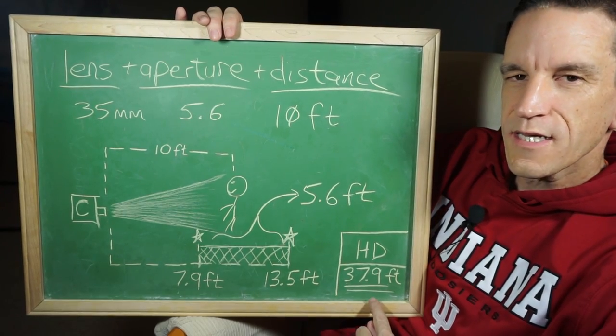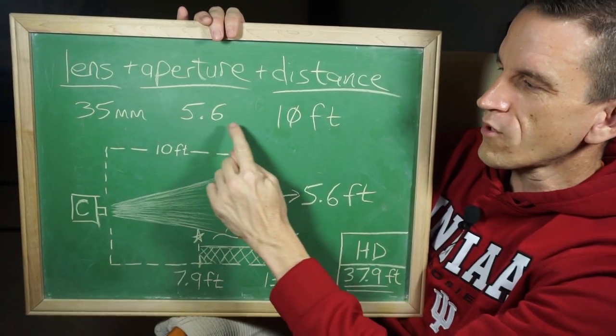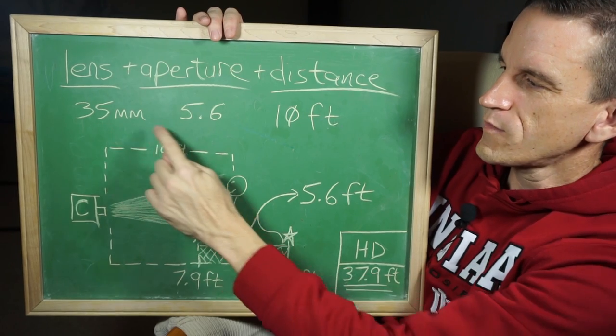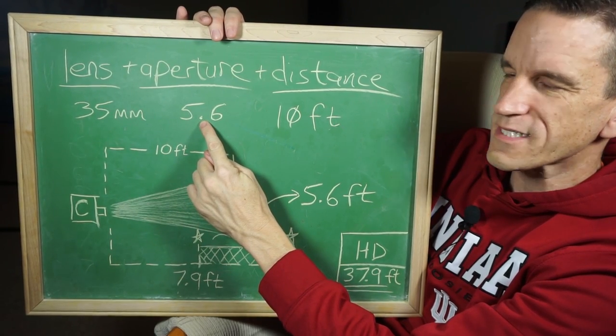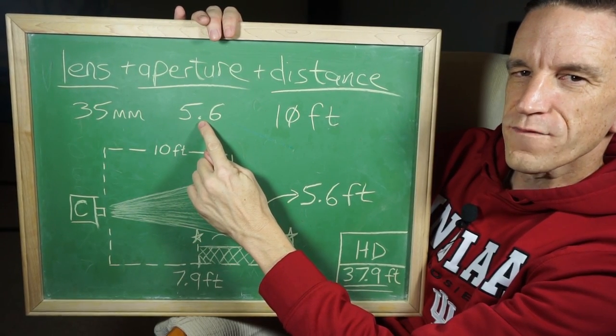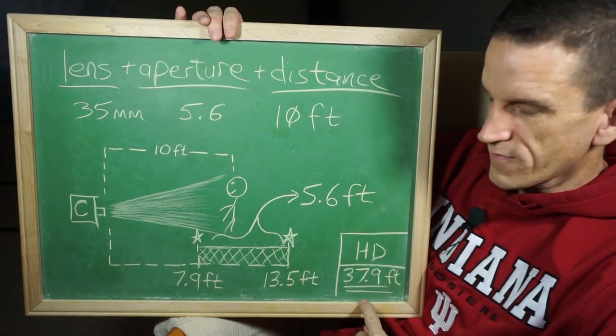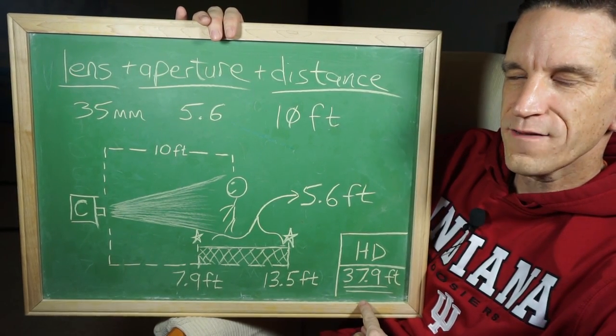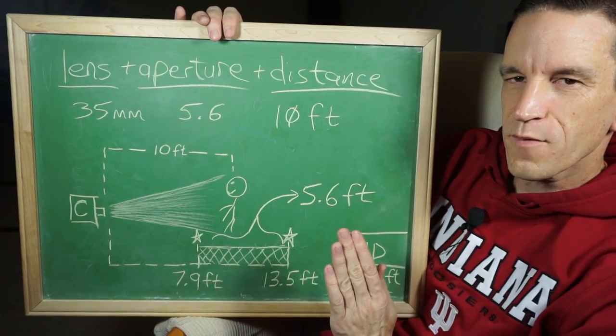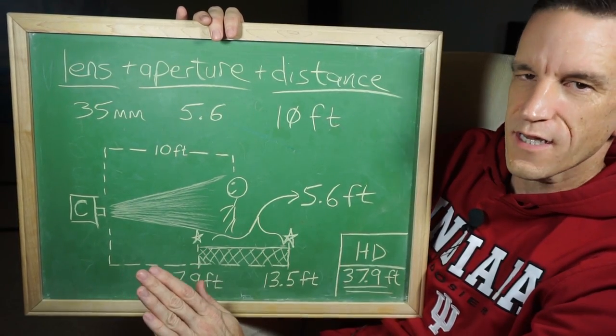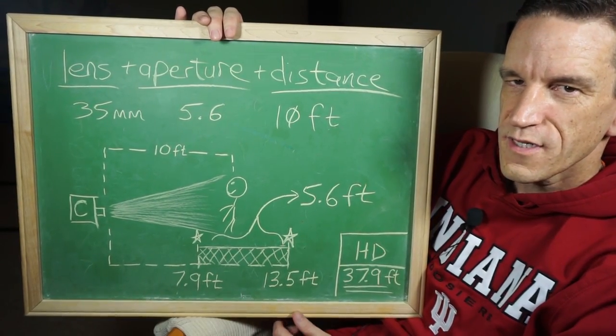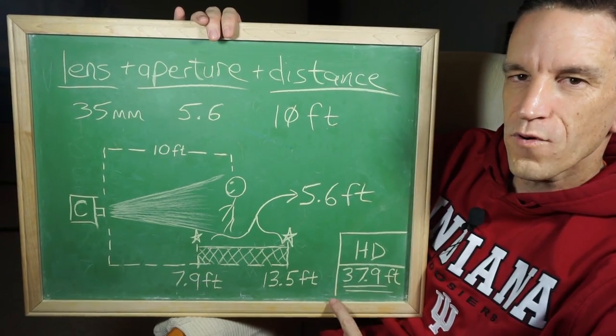Now, this means that if you were to keep these parameters right here, 35 millimeters at 5.6 f-stop, if you were to focus on a subject that is 37.9 feet away, everything from that distance to infinity will be in focus. Again, that's called the hyperfocal distance.